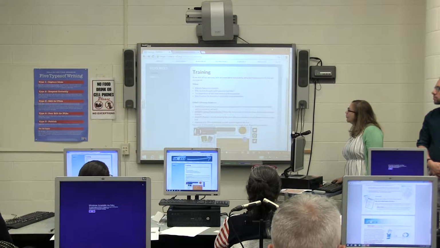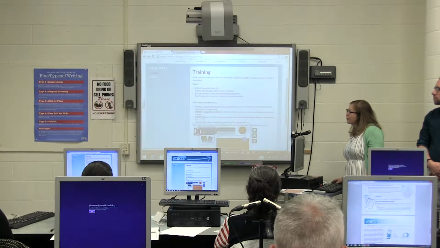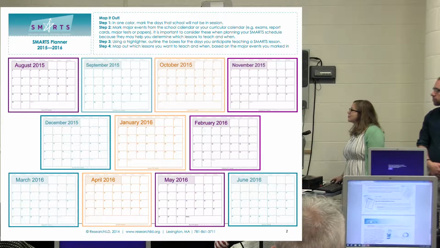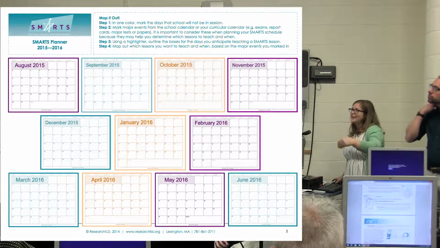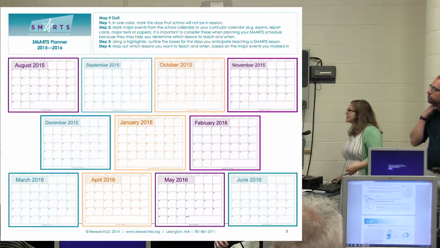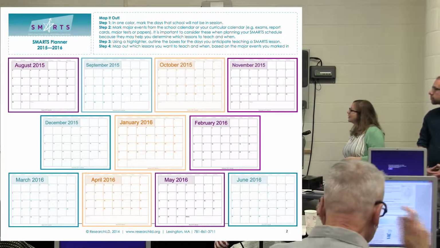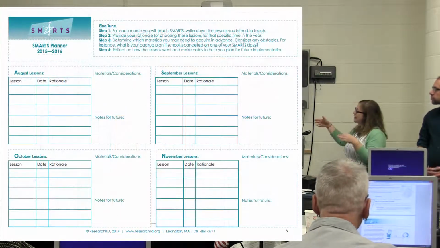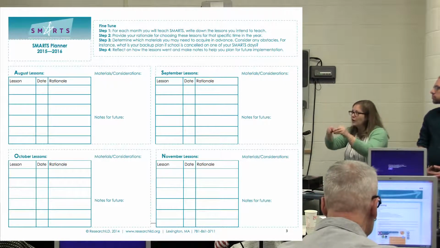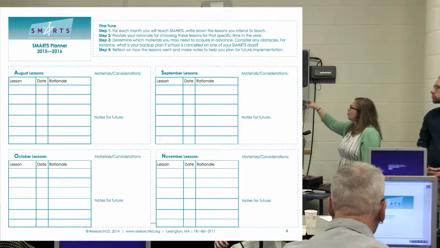And then we have a planner, which we will let you go through if we have time at the end. Basically, it walks you through how you can map out your own year. This first page is basically looking at the year and getting you to put important things in your calendar, and then figuring out what you would want to do based on that. And then the next few pages hone in on which lesson, why do I want to do that at that point, and what materials do I need to have in advance.